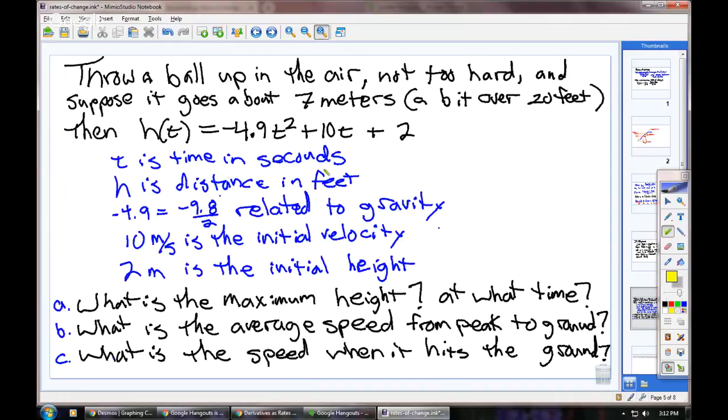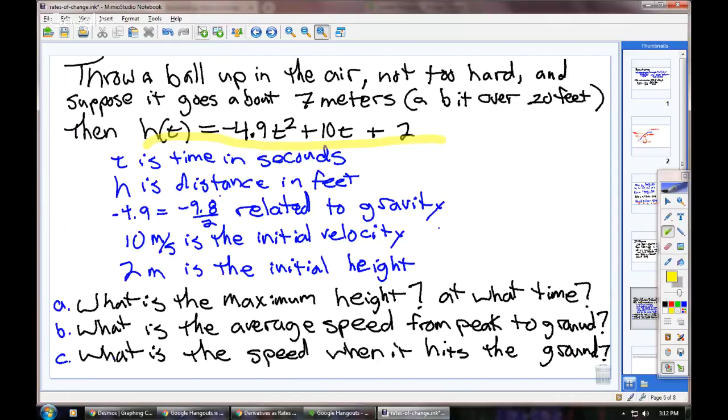So some questions I want to answer about this particular height equation here: what's the maximum height that we'll get to? That's an algebra problem. At what time does that happen? Algebra problem. What is the average speed from the peak to the ground? That's sort of an algebra problem too. What is the speed when it hits the ground? That's a calculus problem. So we're going to just play around with that.